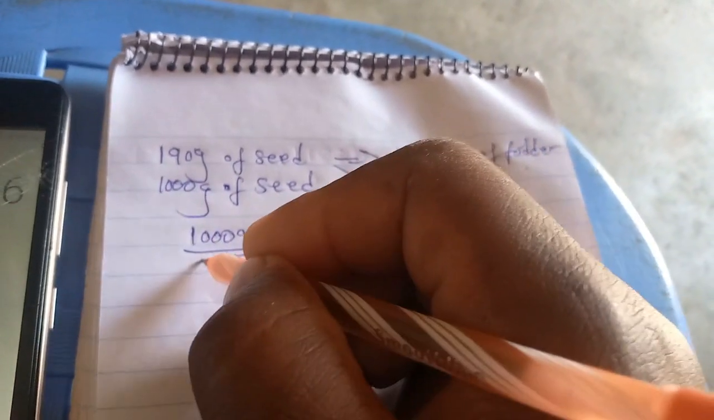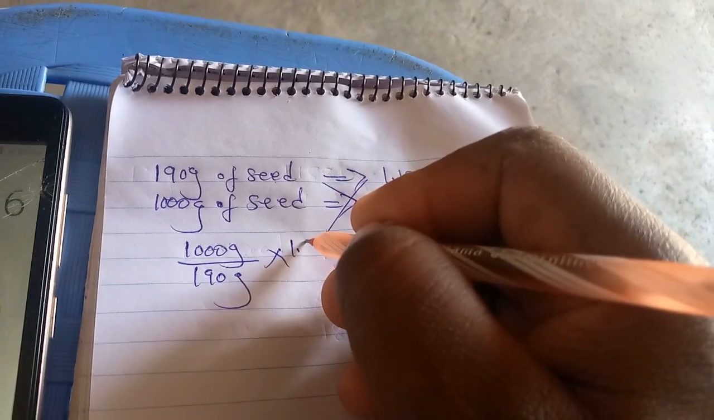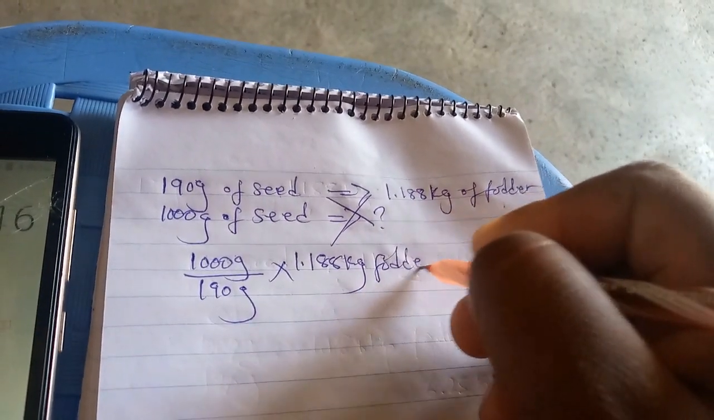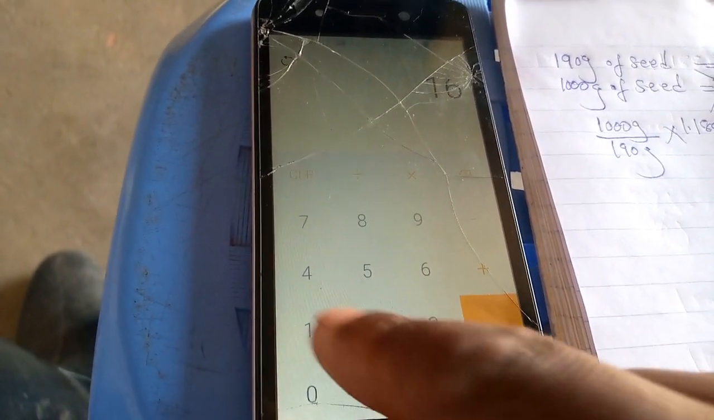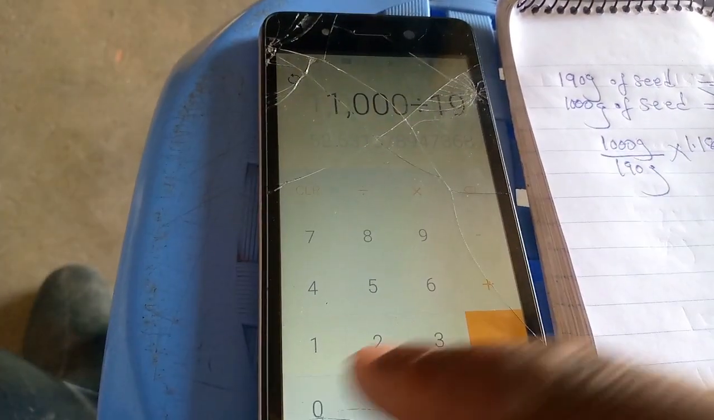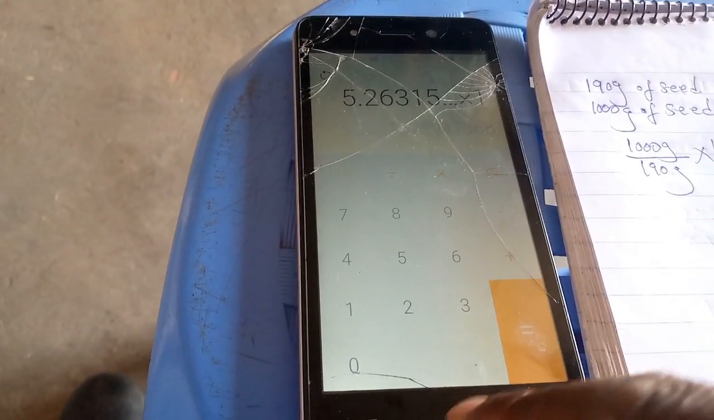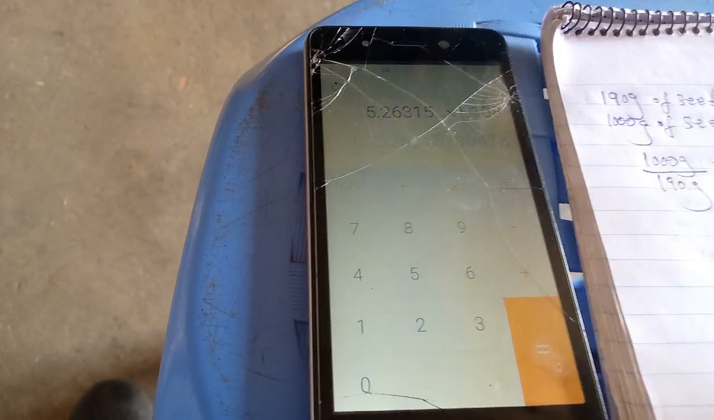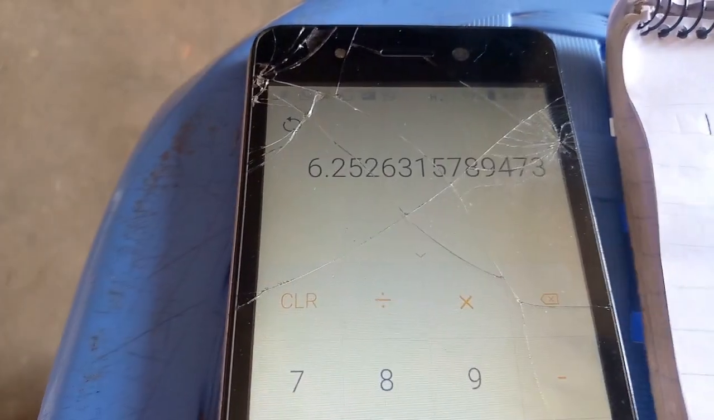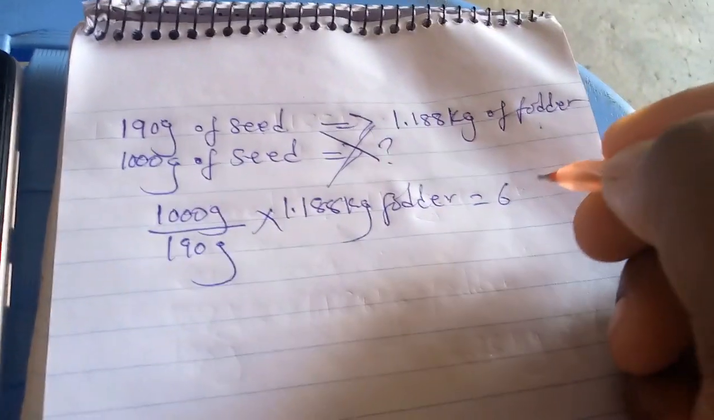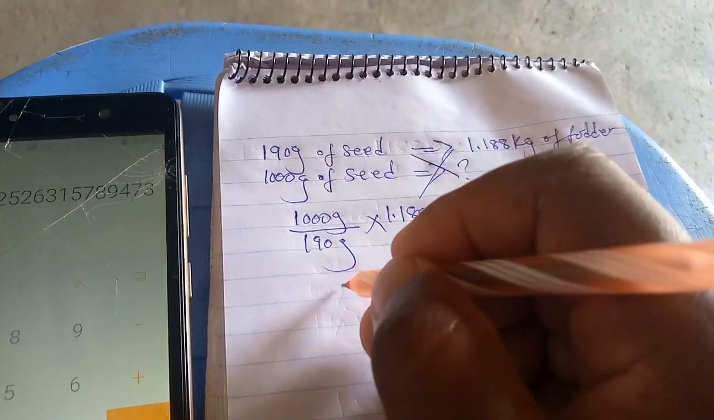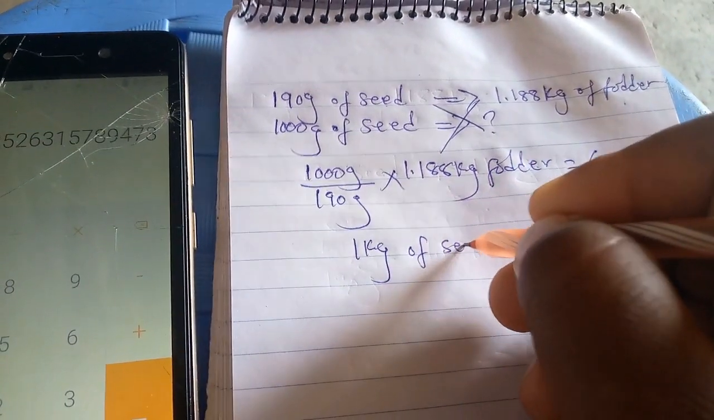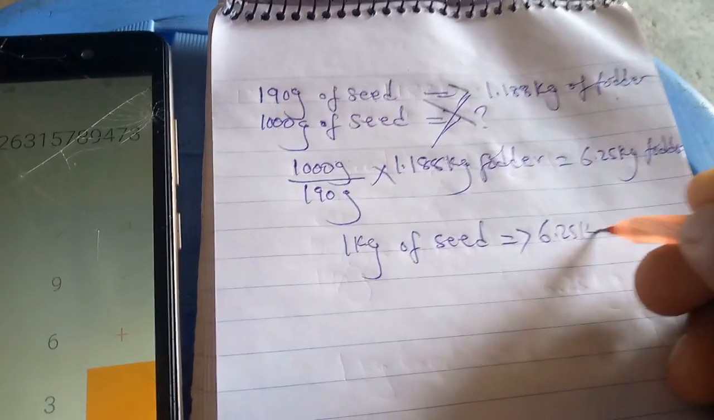You just cross multiply, and then we will have 1,000 grams over 190 grams multiplied by 1.188 kg fodder. So what are we getting? Use your calculator. That is 1,000 divided by 190 multiplied by 1.188. We are getting 6.25 kg fodder. So you see 1 kg of seed is equivalent to 6.25 kg of fodder.